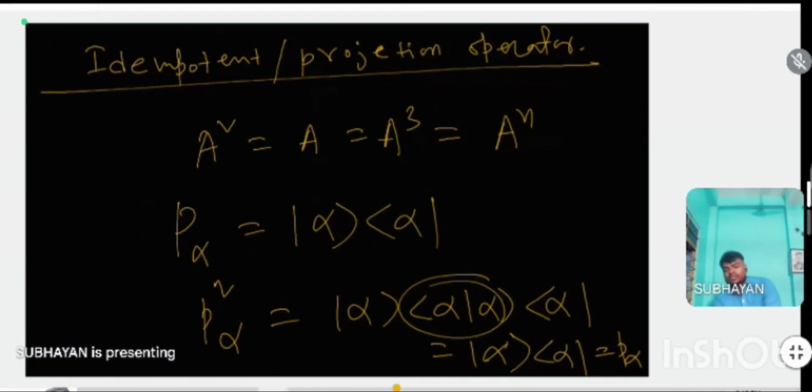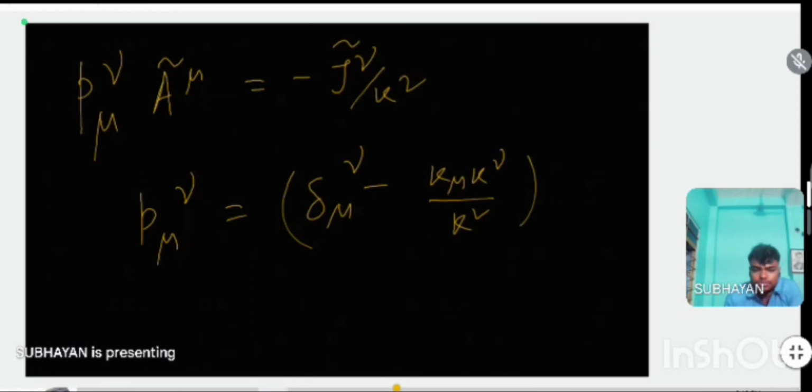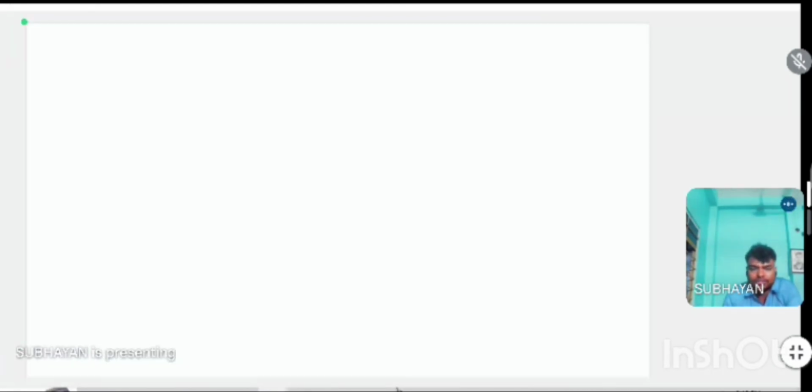So what is an idempotent operator? Any power of the operator will repeat the same thing. So a square equals a, a cube equals a to the power n equals a. That means a is an idempotent. So here you can show that this p mu nu is also an idempotent operator.